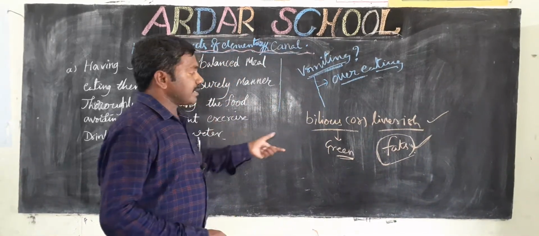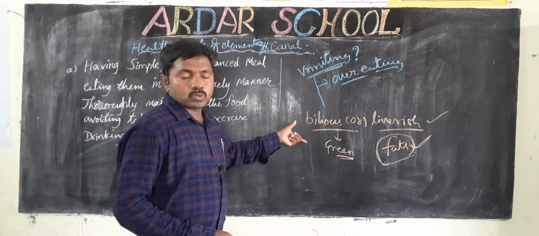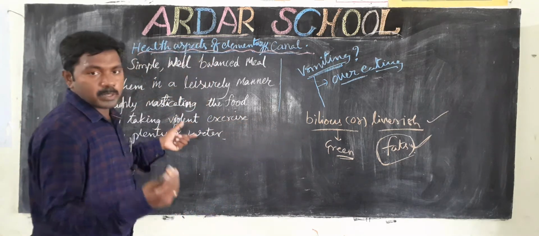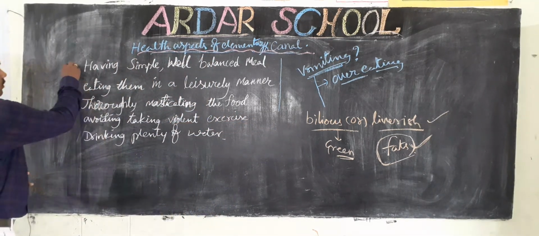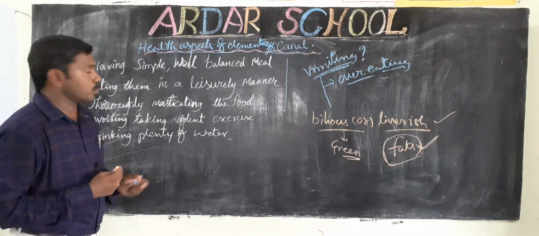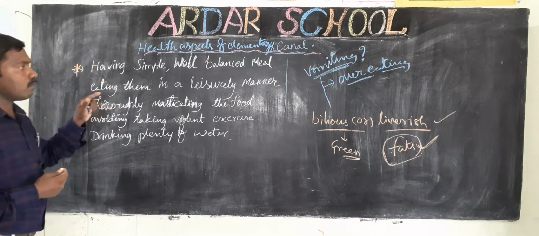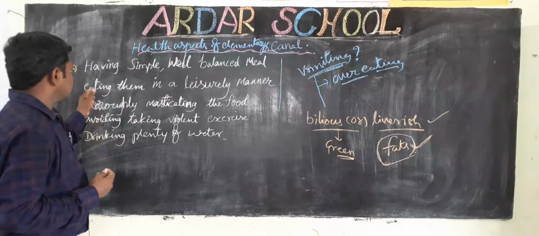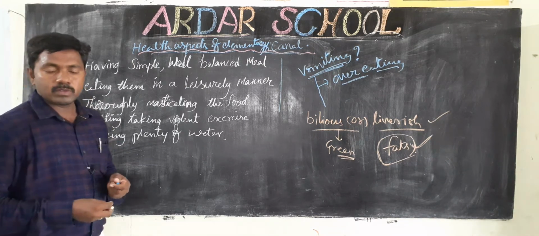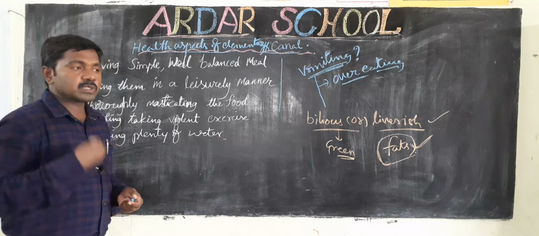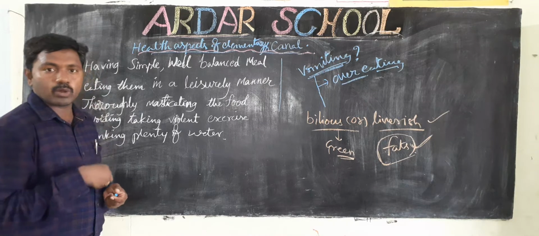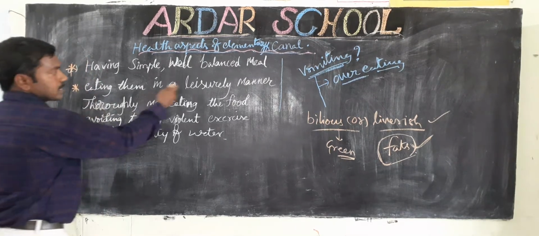Okay, how can we avoid this? What ways can we follow? Healthy people follow these rules. One, having simple and well balanced meals. That is very important. Next, eating in a leisurely manner, not eating fast. You chew properly and grind properly, and after that you swallow it.